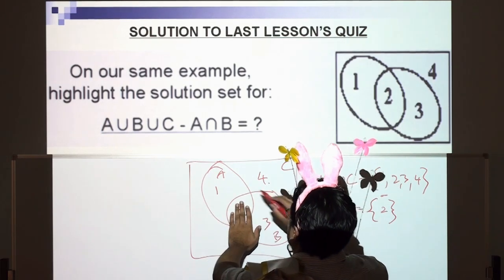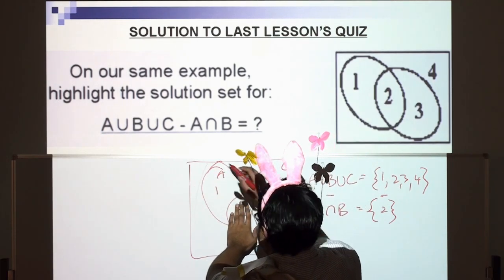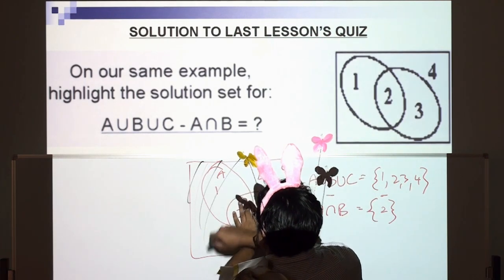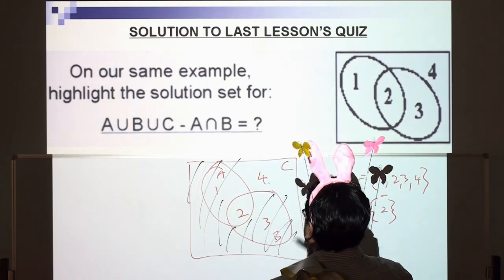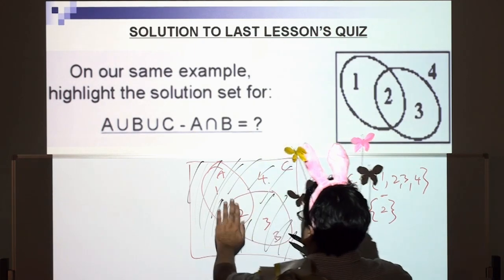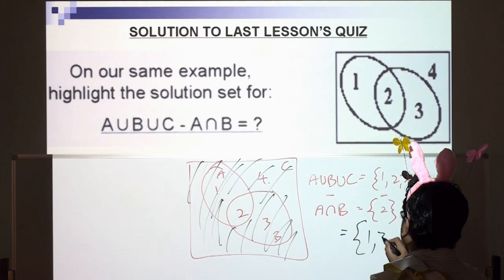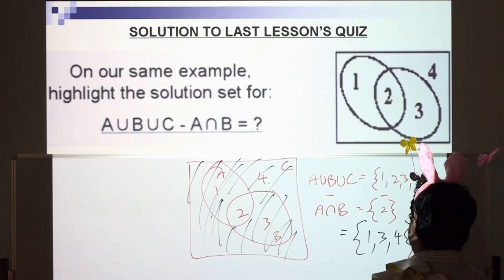So the solution is everything outside. You can color it. Let me just get a new color. Everything except for 2. So the answer is 1, 3, and 4.